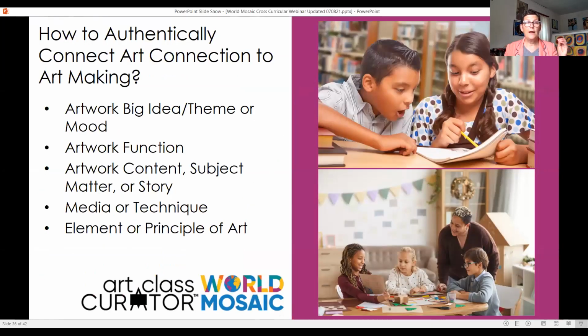So again, connecting the art to the art making, there's a big idea or a theme. There's the artwork and the function in terms of what you're making, and the content and the subject or story, the media and technique, and then of course the elements and principles of art and design. So all of those or some of those are going to be included in the actual making of art.